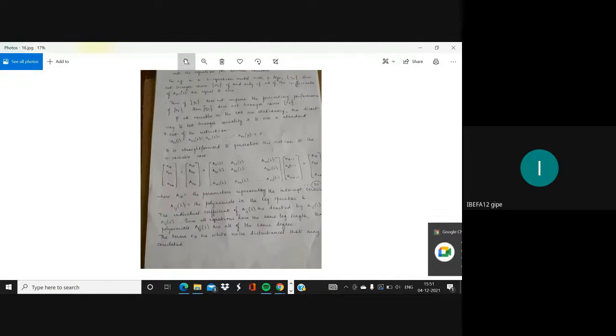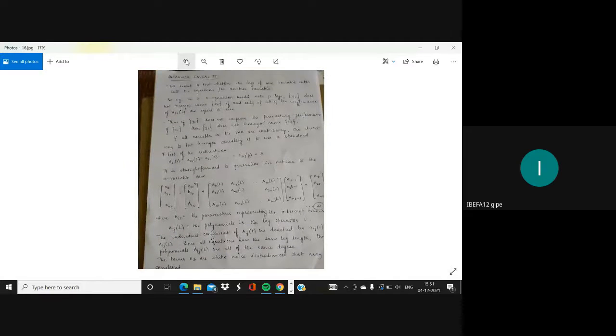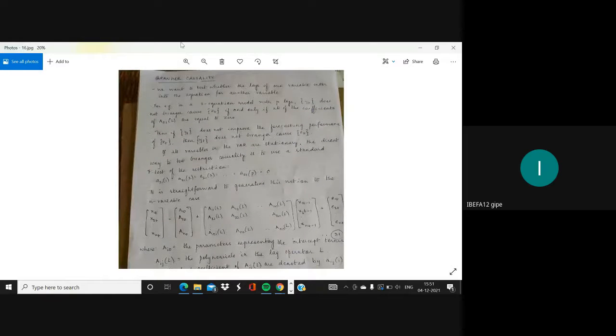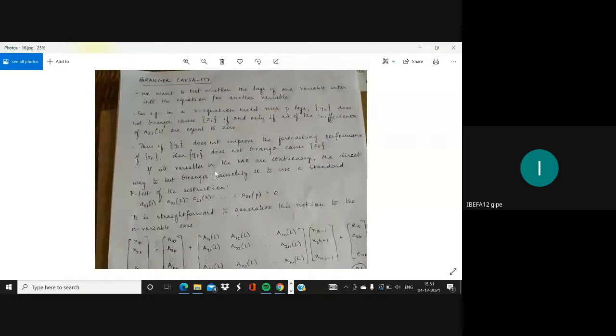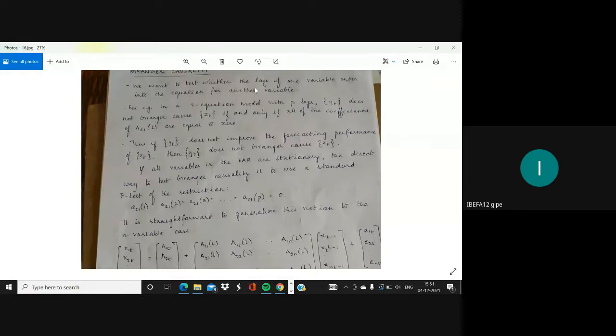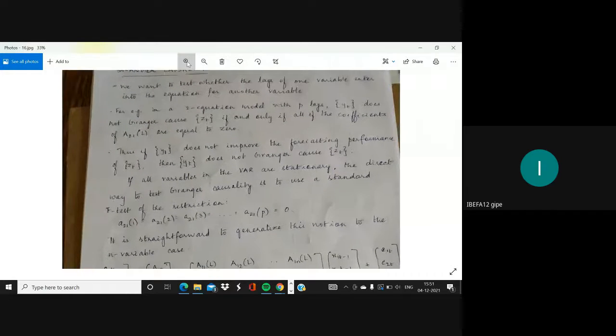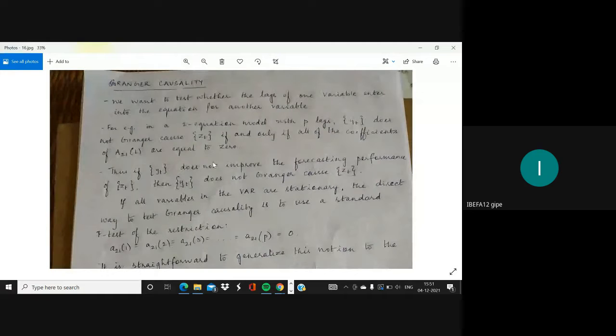Okay, so next we move on to another very important test or tool which is often used with VAR models. This is actually a separate test, but once you estimate VAR models, generally the next procedure involved is to check for causal relationships between the variables that are there in your VAR model. This is basically known as a Granger causality test.